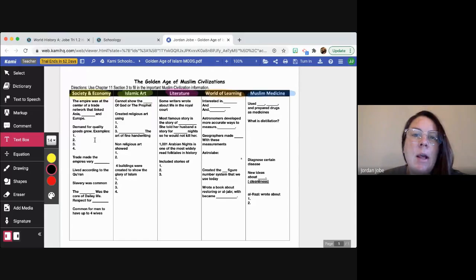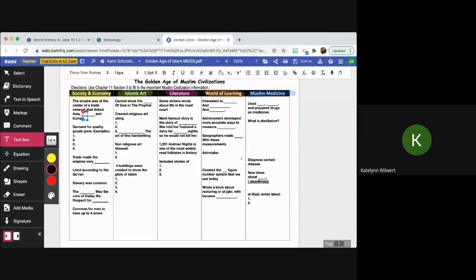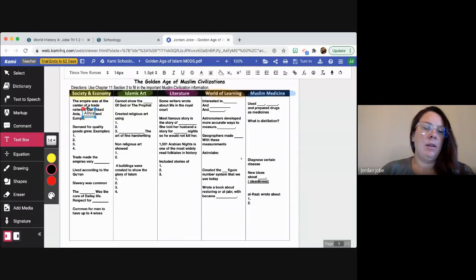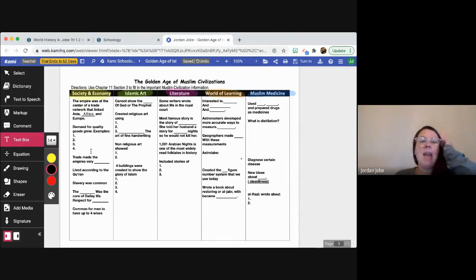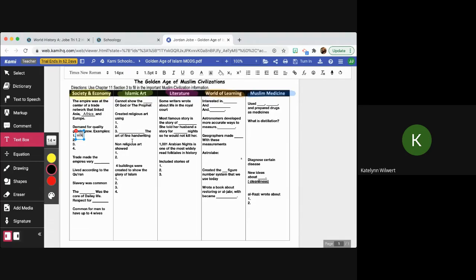So the Muslim civilizations, or the Islamic Empire, was at the center of a trade network that linked Asia, blank, and Europe. What continent did it link? Africa. Right. Okay. And then within that trade network, demand for quality goods that were produced in the Islamic Empire grew. What are some examples of these different goods? What were the Islamic civilizations creating that people throughout the world wanted to buy? Silk, cotton, wool, gold, and silver.